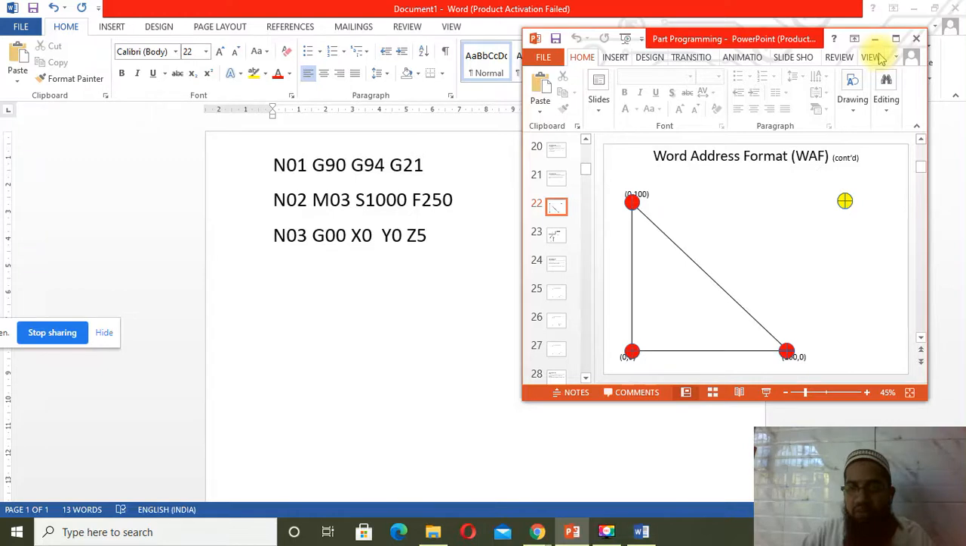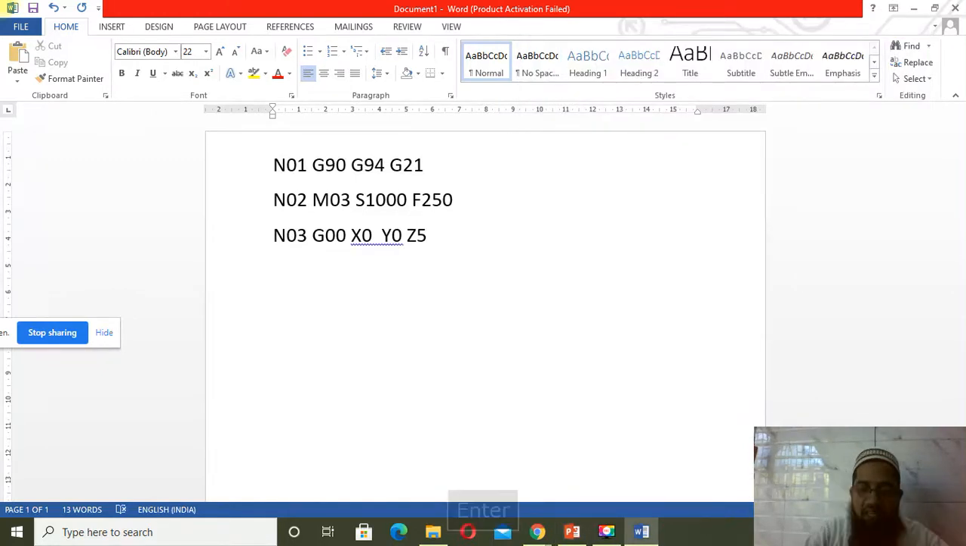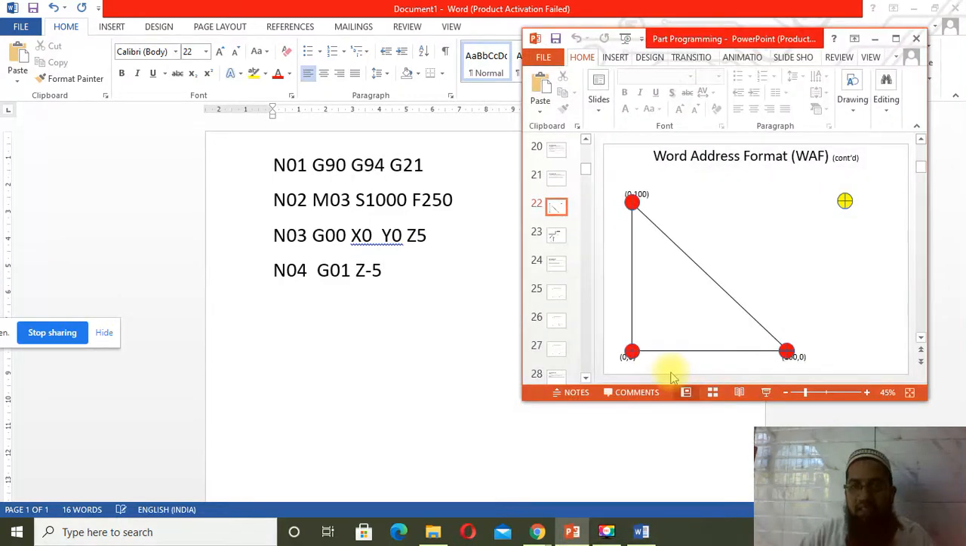Again I have to move from here to here, but before that I take N04, and I am writing z minus 5. I can write G01 also here, giving a command to this. Then the tool will go down, it will be inserted into the material. That is z minus 5.